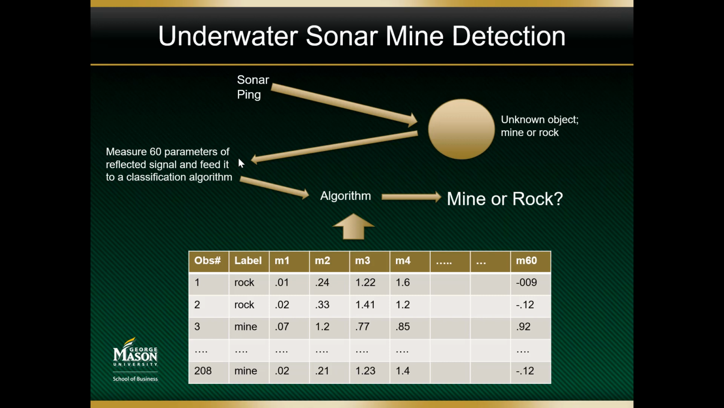And these 60 measurements, so 60 features of the reflected signal, are then fed into some algorithm. And then the algorithm tells you, based on its analysis of those 60 parameters, whether it's a mine or a rock. It will not be right all the time, of course, but you hope it's right most of the time. So obviously, in order to do this, the algorithm has to be trained.